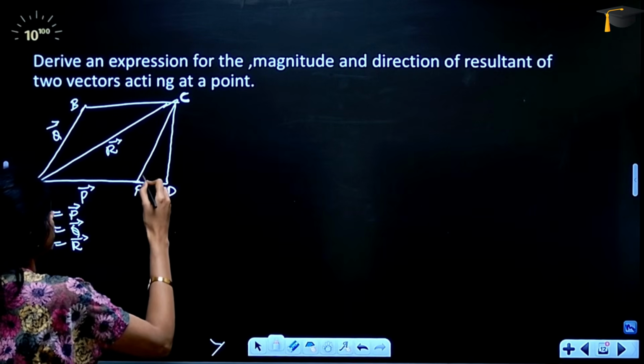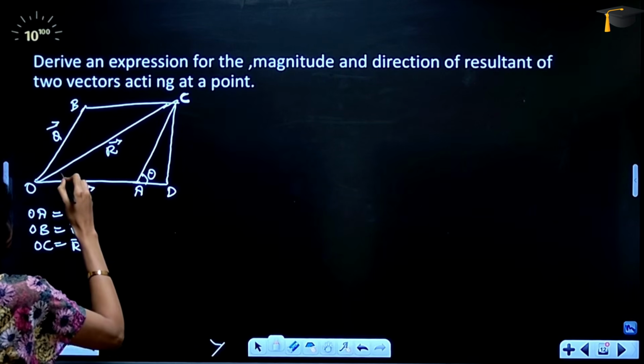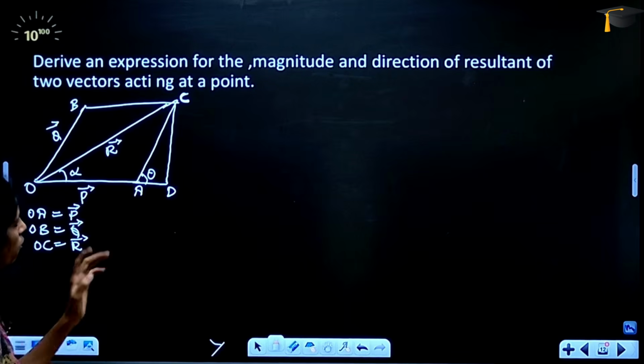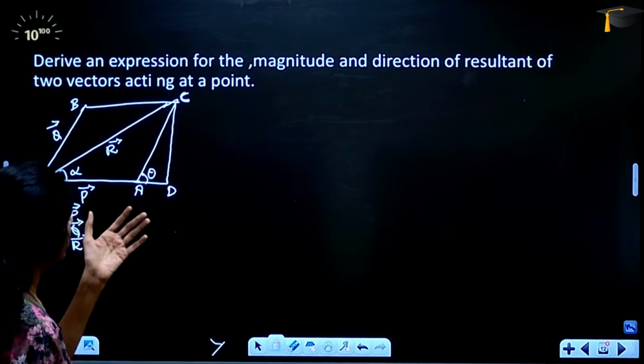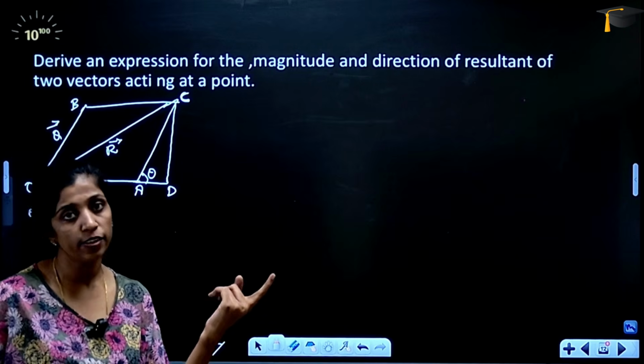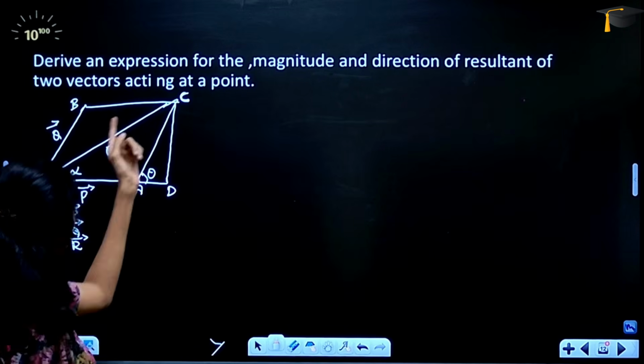Okay, and then this I will take as theta, and this I'll name as alpha. I'm just taking the angles over here. Now, I need to find the magnitude and direction of the resultant of the vectors. That means I need to find what is R.